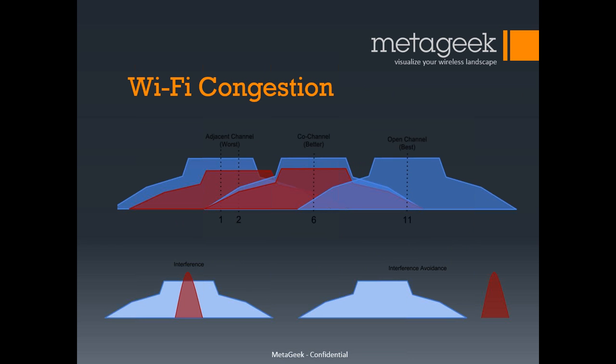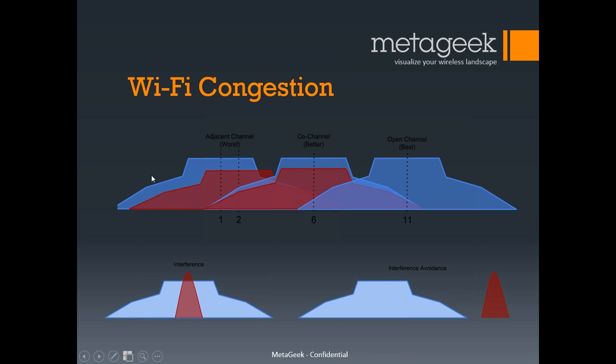So we're just talking about a little bit of congestion, to give you a visualization of what you're seeing here. With this first one, this is the worst case scenario that you could have, which is a network, this red network, overlapping or adjacent to your network. You're on 1 and they're on 2. Then an example of what it looks like to be on co-channel.